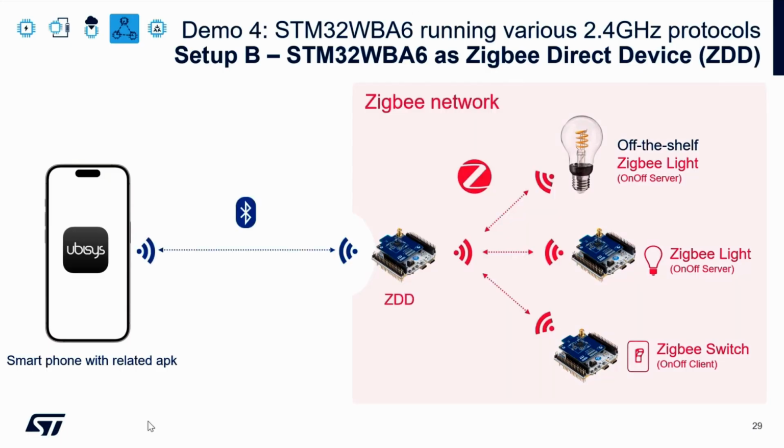So in this demo, the ST smart home application for iPhone is used to control the ZigBee devices from a mobile phone. But for functioning, it needs a ZigBee Direct device, the ZDD, that acts as a bridge to relay the commands from your phone via Bluetooth to the ZigBee devices. Then after the commissioning of the ZigBee devices to the network created by the ZDD, you can directly control the ZigBee devices from your phone without the need of any ZigBee hub or router or any extra hardware whatsoever.